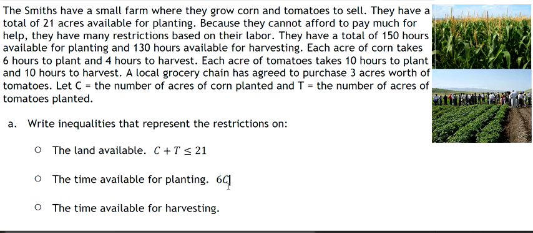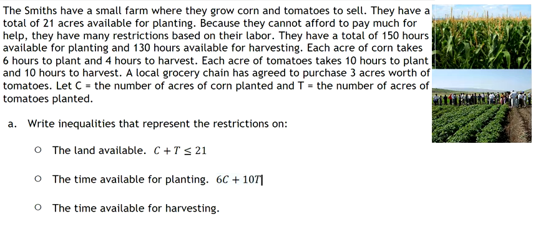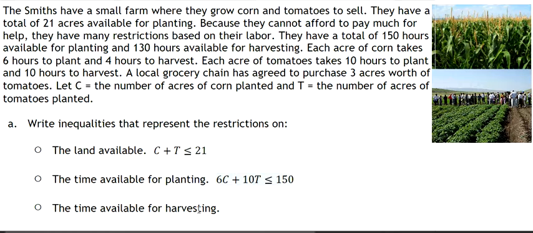If I planted 0 acres of corn, it would take no time. If I planted 2 acres of corn, it would take 12 hours. So 6C. And then plus, the tomatoes are a little bit more time consuming. It would be 10T. So every acre I plant of tomatoes would take 10 hours to plant. Now, my planting time is limited to at most 150 hours. So the hours planting corn plus hours planting tomatoes has to be no more than 150. So this is my second restriction.